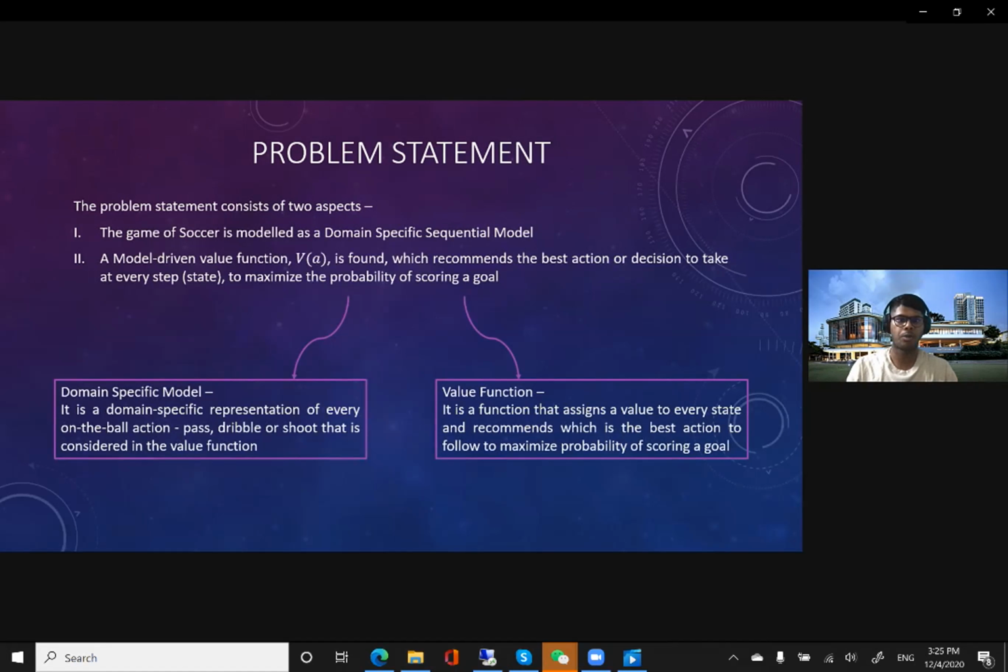The different possible actions that may be recommended can either be a pass to any of the other teammates, a dribble to another better area on the pitch, or taking a direct shot on goal.